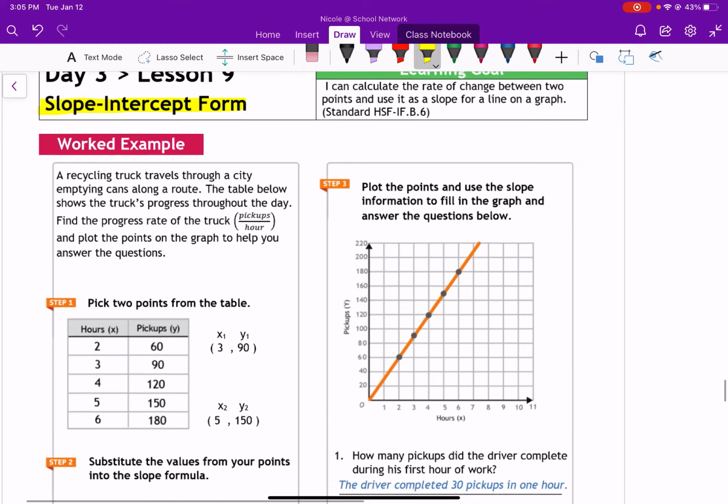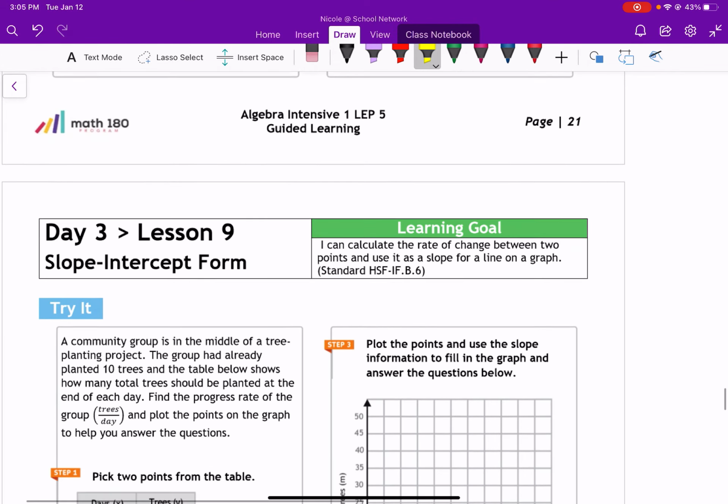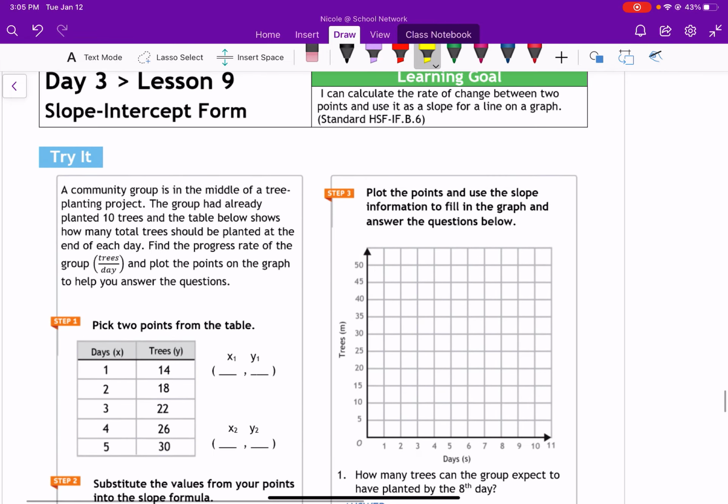The worked example is here and it's done for you, but I'm going to go ahead and move on since there's two examples that I can do with you. Let's go ahead and go to the try it, which is on page 22.